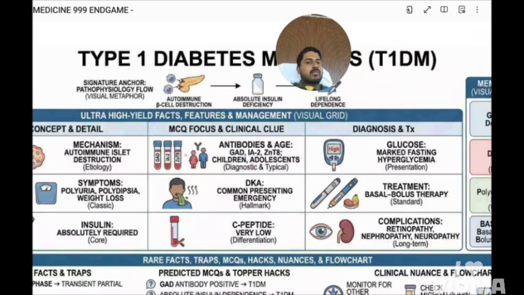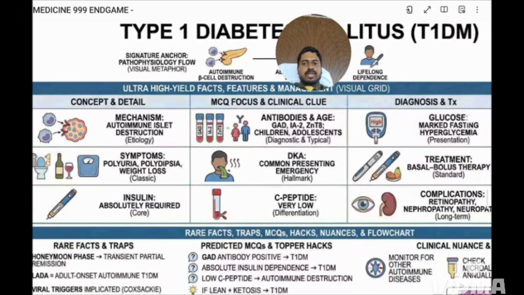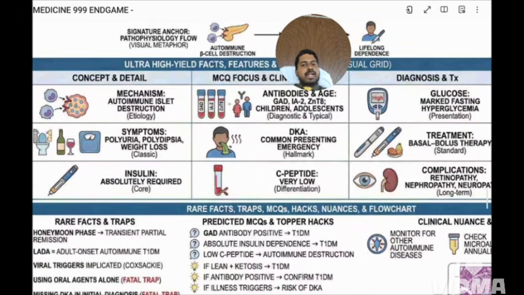Okay, pain abdomen followed by vomiting. Initially we will treat DKA, and if there is type 1 diabetes mellitus, we will start the patient on a basal bolus regimen of insulin. So only insulin is the treatment of choice. There is nothing else. So how do you differentiate from type 2 diabetes mellitus?